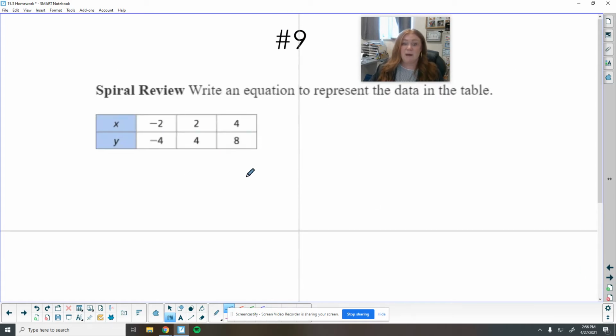Hey, and last one, we want an equation to represent the data in the table. So I just want to ask myself, how did I get from X to Y? How did I get from X to Y? So 2 to 4. So I could have added 2. Is that what they did here? No, we did not add 2. I could times by 2. So I'm taking 2 X's and it equals a Y.